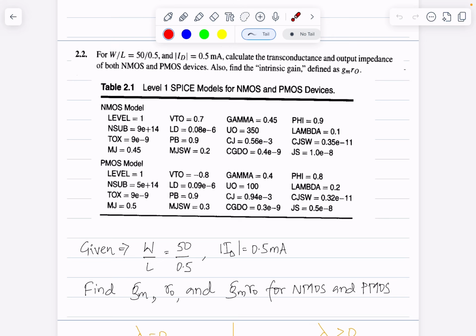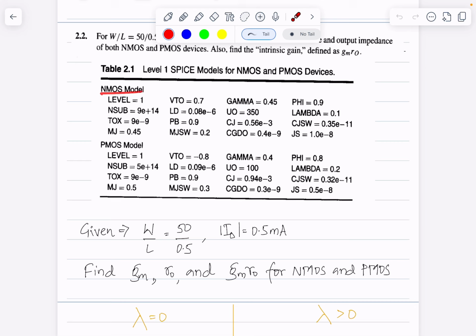Today we are discussing problem number 2.2 of chapter 2 of Design of Analog CMOS Integrated Circuits by Behzad Razavi. In this problem we are given W/L is 50/0.5, |ID| is 0.5 milliamps, and we are asked to calculate the transconductance and output impedance of both NMOS and PMOS devices, and also find the intrinsic gain, which is defined as the product of transconductance and output impedance, gm·r0.